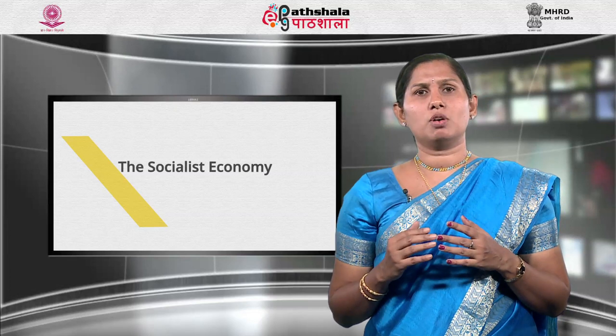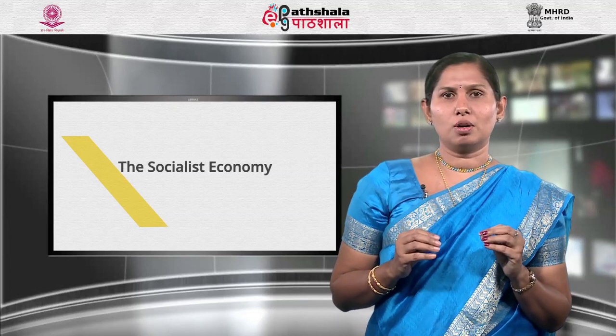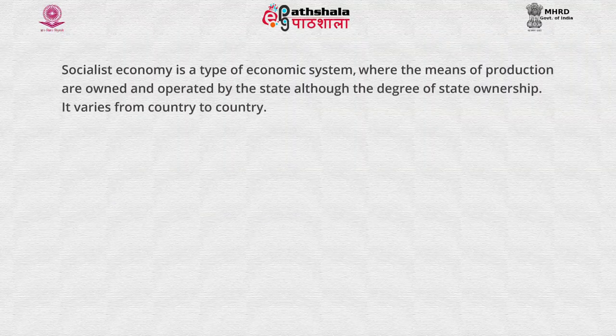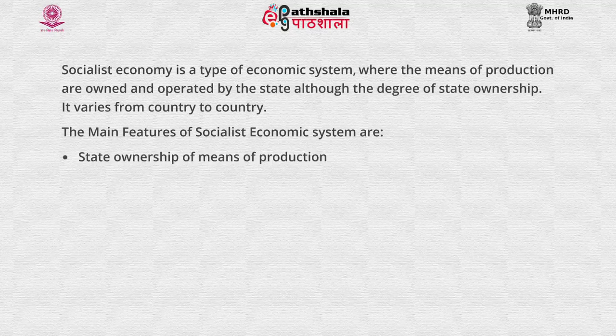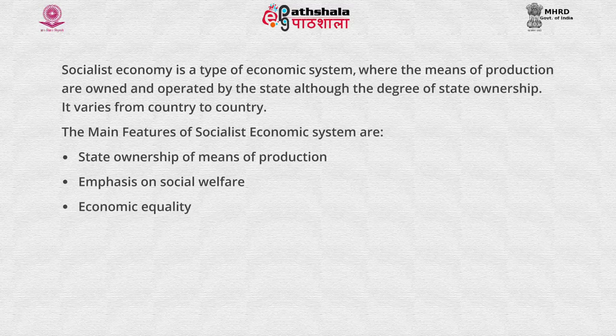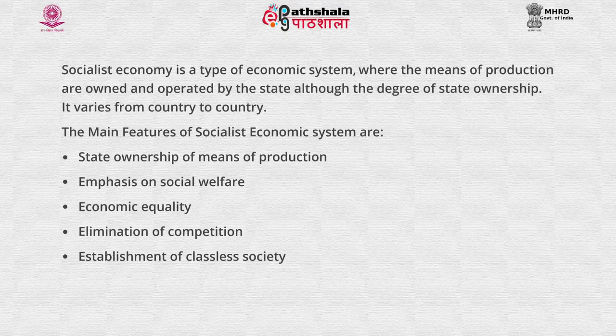The second type of economic system is the socialist economy. Socialism is a type of economic system where the means of production are owned and operated by the state, although the degree of state ownership varies from country to country. The main features of socialist economic system are state ownership of means of production, emphasis on social welfare, economic equality, elimination of competition, and establishment of classless society.